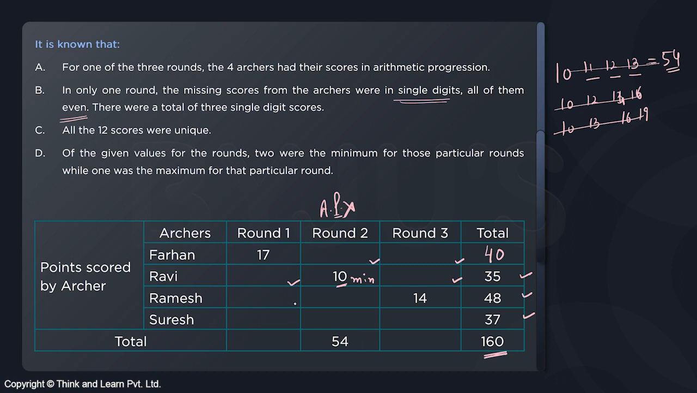And similarly for Ramesh, the total is 48. So the sum of these 2 should be 34. Where from should I start now? Let's start from anyone. It does not make a difference. So I'm starting with Farhan, let's say.